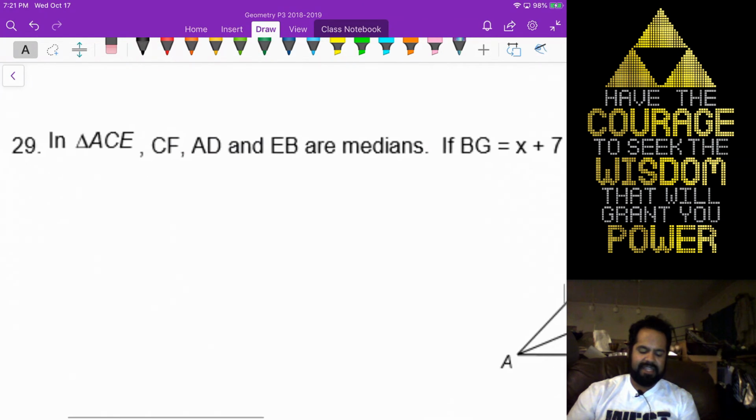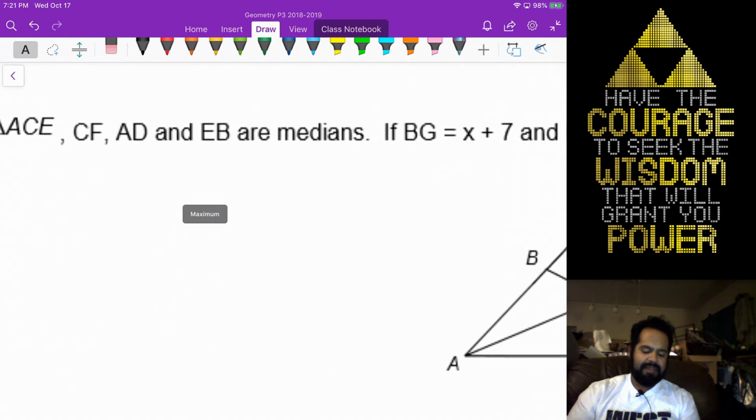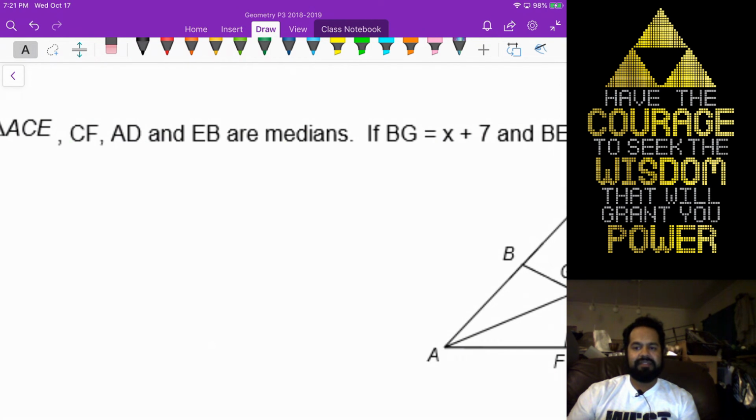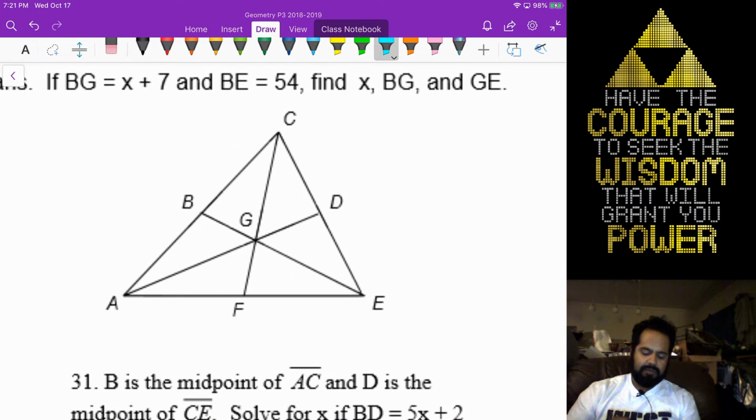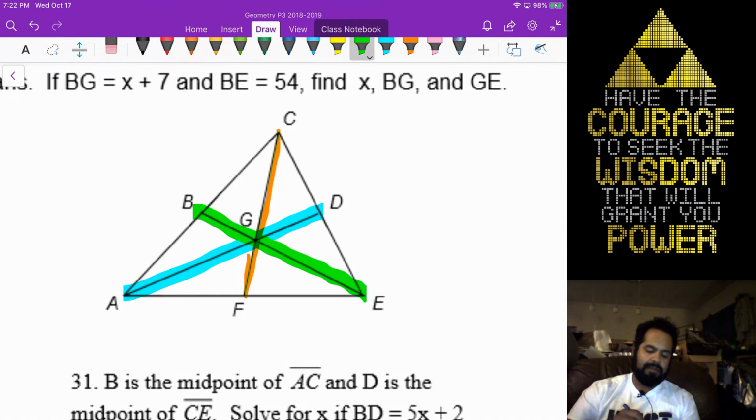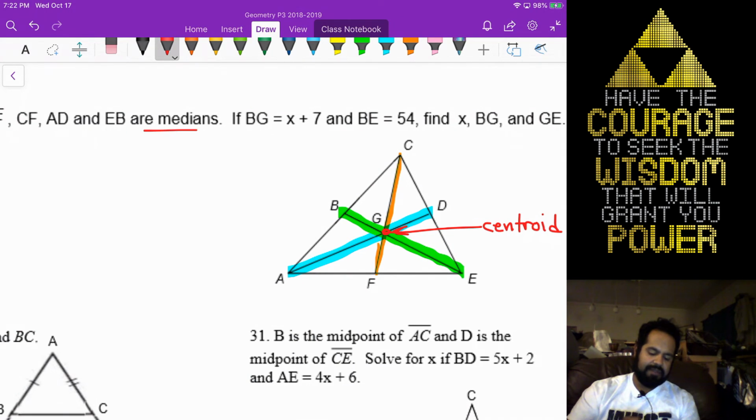In our triangle ACE, I'm claiming that CF, AD, and EB are all medians. Well, why would I want to mention that they're medians? Well, if you remember from the notes, the definition of the centroid is the intersection of all medians. That means that point right there is our centroid. And we need that because then we know, hey, medians include our 1, 2, 3 rule. So let's label it out. So BG is our short part.